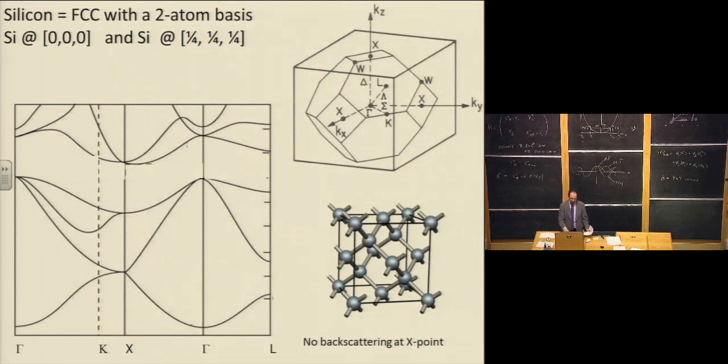So first of all, for the chocolate bar, the scattering at the X point goes from an X point on one side of the Brillouin zone to the opposite side of the Brillouin zone. What are the Miller indices associated with that reciprocal lattice vector?